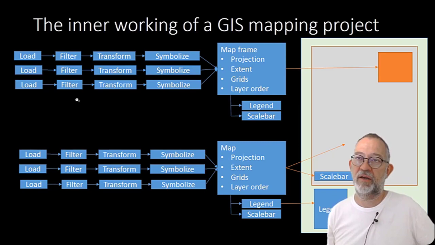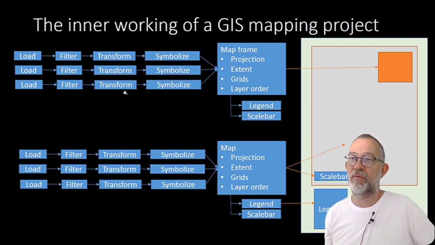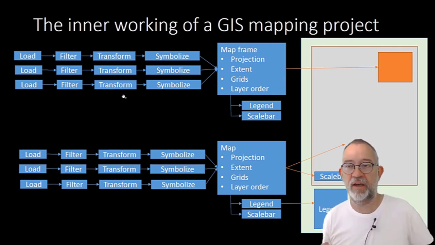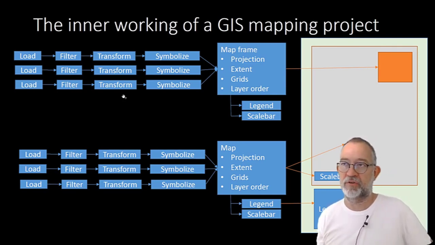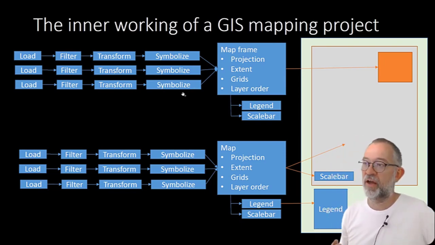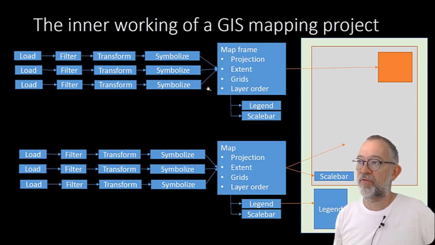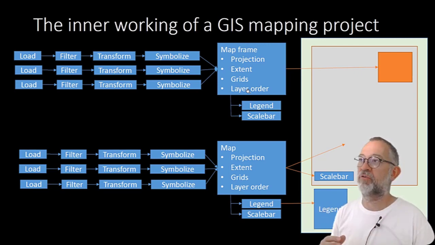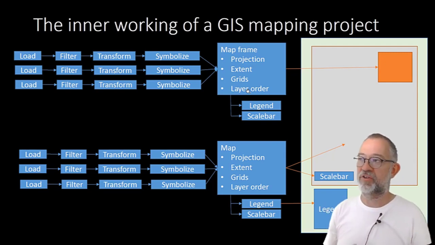So we load some data. If needed, we'll filter it, so get rid of something we don't want. We might want to do a transformation of data. In our case, we calculated GDP per person, so we'll do a transformation there. We'll do a symbolization, so give them colors according to what values we want to work with. And finally, we will arrange our map frames. We will decide which projections to use in them, which zoom we want to work with, the extent, if we want grids on them, which layers should be on top of each other, things like that.